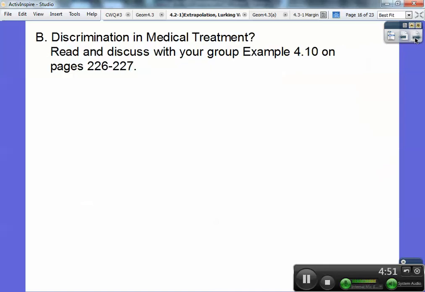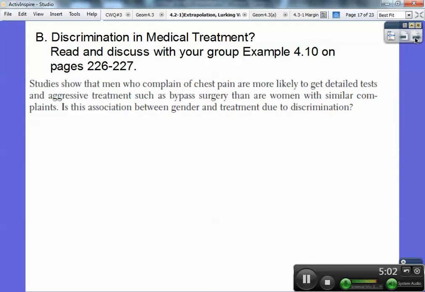All right, so discrimination in medical treatment. I want you to read and discuss with your groups example 4.10, found on pages 226 and 227, and here it is right here. Studies show that men who complain of chest pains are more likely to get detailed tests and aggressive treatments such as bypass surgery than are women with similar complaints.